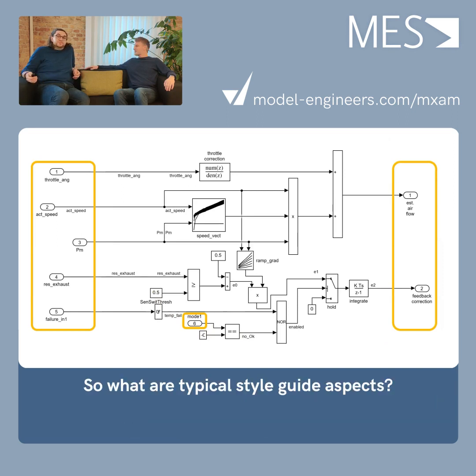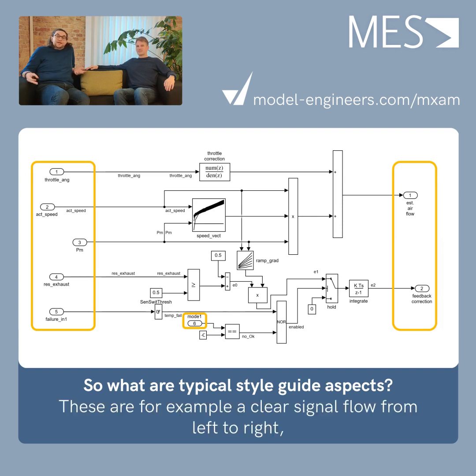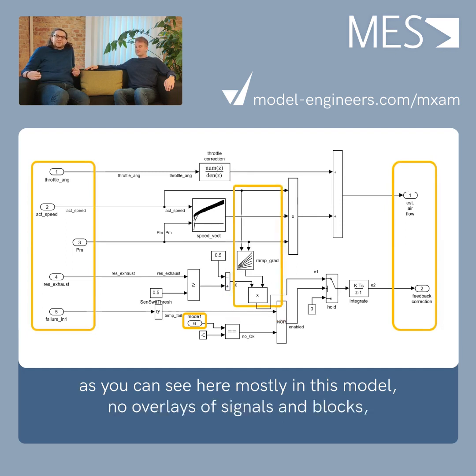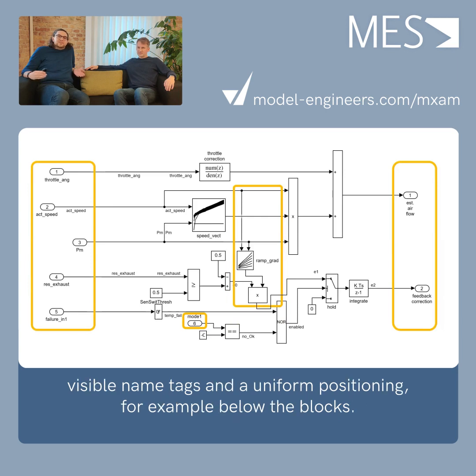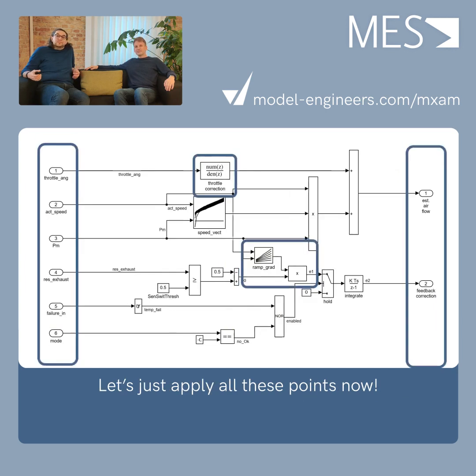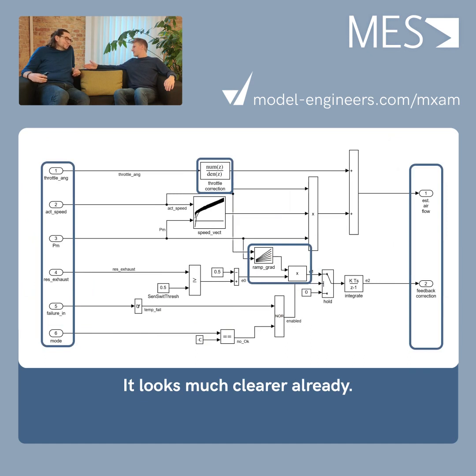So what are typical style guide aspects? Yeah, so these are, for example, a clear signal flow from left to right, as you can see here mostly in this model. No overlays of signals and blocks, so visible name tags and a uniform positioning, for example, below the blocks. And let's just apply all these points now. Mm-hmm. It looks much clearer already.